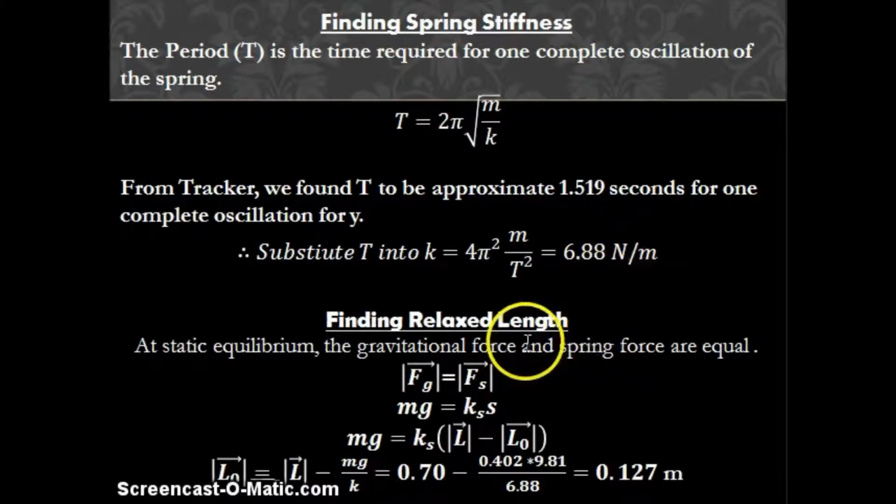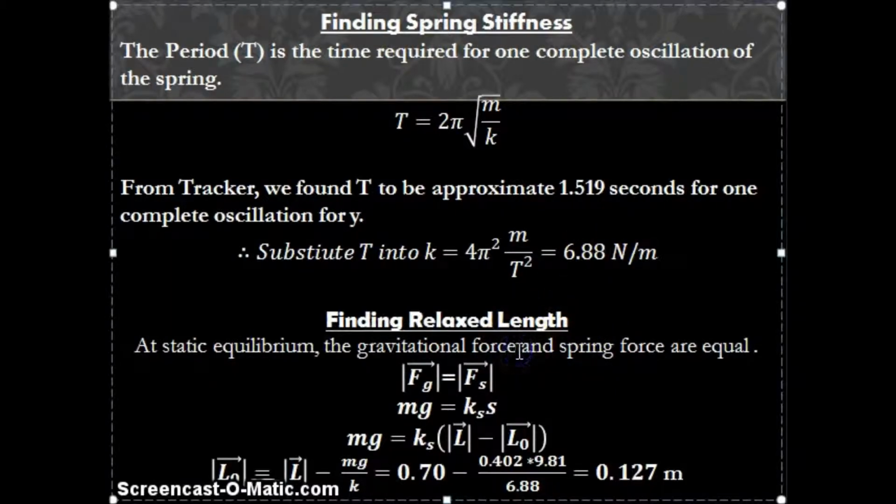We can also find the relaxed length. We knew that the mass was hanging on the spring, so L was 0.7, and we wanted to find L sub 0. At static equilibrium, the gravitational force and the spring force are equal, and that's why we can equate them here, because when the mass was hanging and not moving, that's a static equilibrium. So we calculate it, and we get our relaxed length to be 0.127 meters.